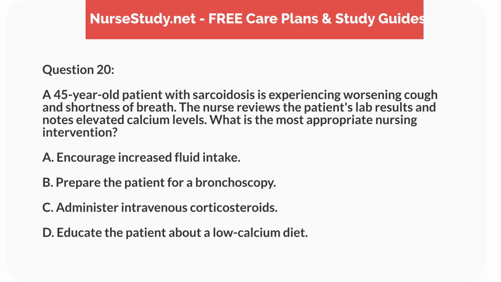Question 20. A 45-year-old patient with sarcoidosis is experiencing worsening cough and shortness of breath. The nurse reviews the patient's lab results and notes elevated calcium levels. What is the most appropriate nursing intervention? A. Encourage increased fluid intake. B. Prepare the patient for a bronchoscopy. C. Administer intravenous corticosteroids. D. Educate the patient about a low-calcium diet.